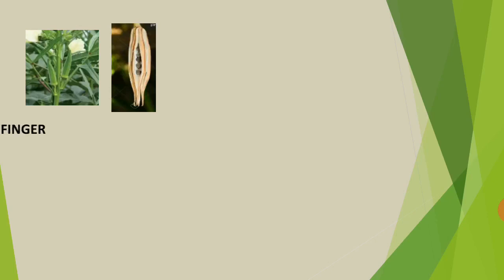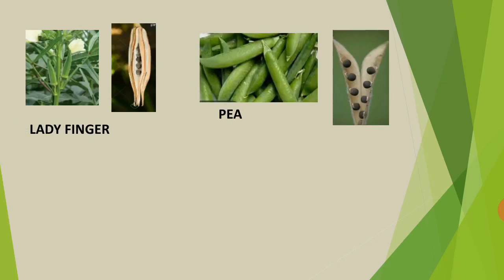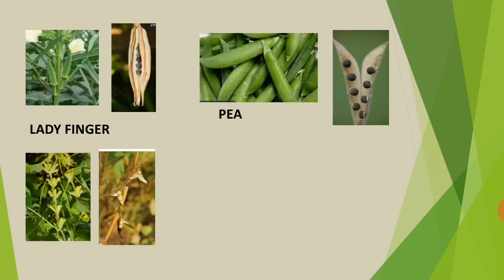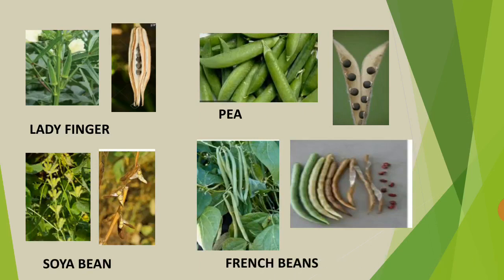Some more examples of explosion. A very common example is ladyfinger, pea, soya bean, French beans. These are all vegetables, and when the pods of these vegetables get dry, they split and the seeds are thrown out from the pods, away from the mother plant.